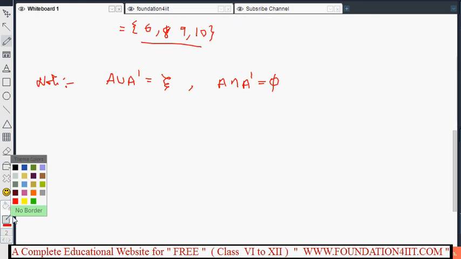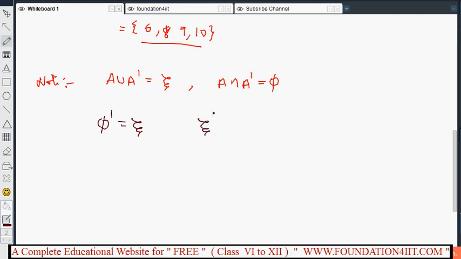And some other rules: the complement of the null set is the universal set, and the complement of the universal set is equal to the null set. These are the results on complementation. Okay, I'll write some distributive laws for union and intersection of sets also.